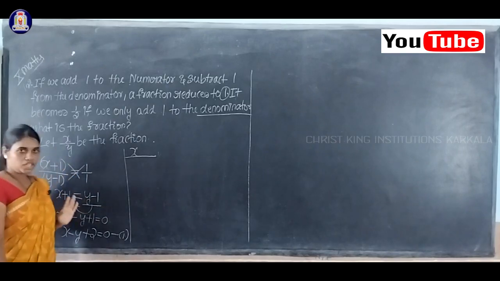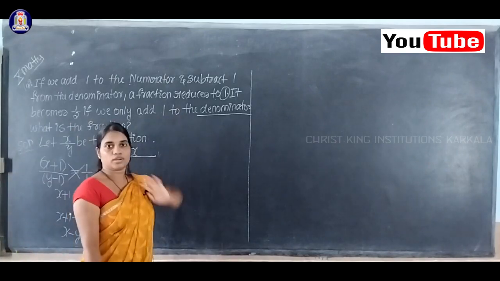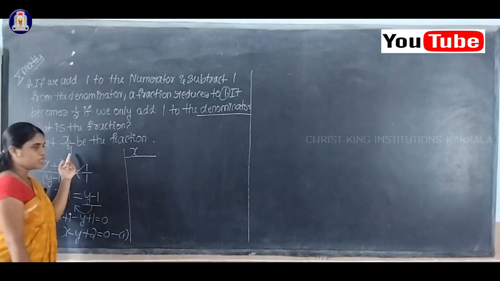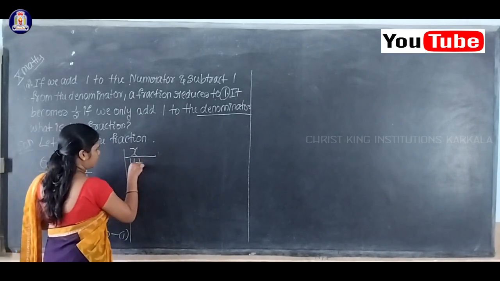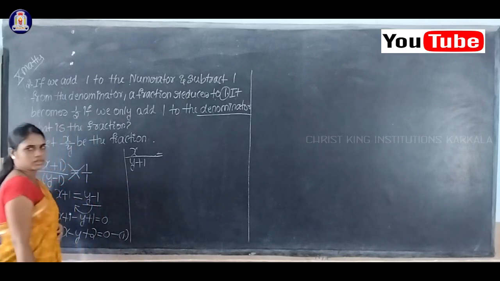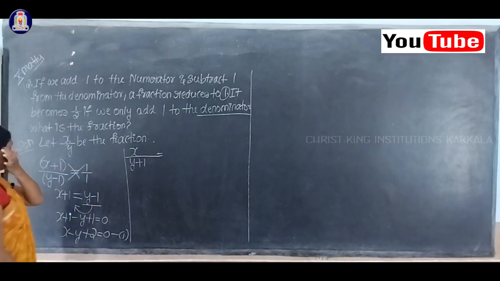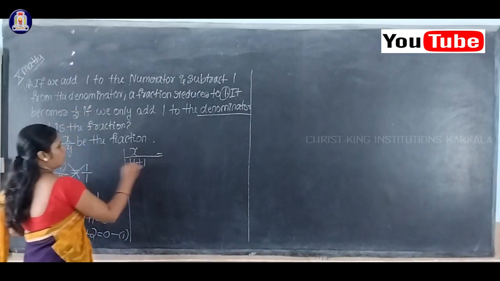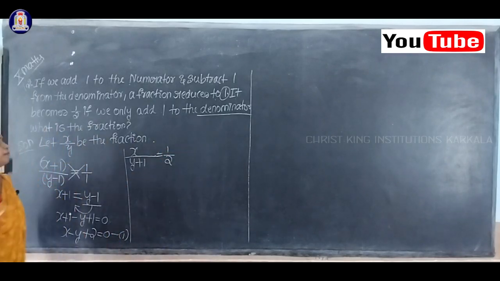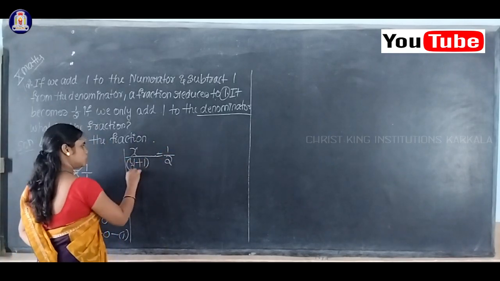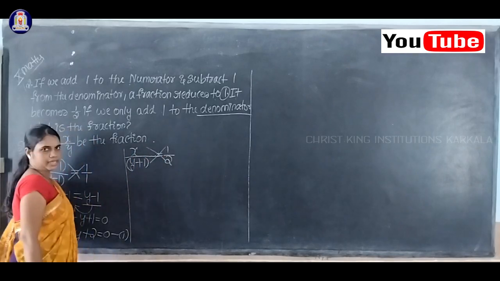Only for the denominator you have to add 1. So what is the denominator here? Your denominator is y. If you add 1, it will become y plus 1. So what will the fraction become? The fraction will become 1 by 2. Yes. Now do the cross multiplication.